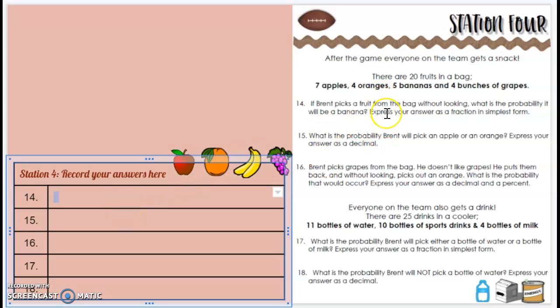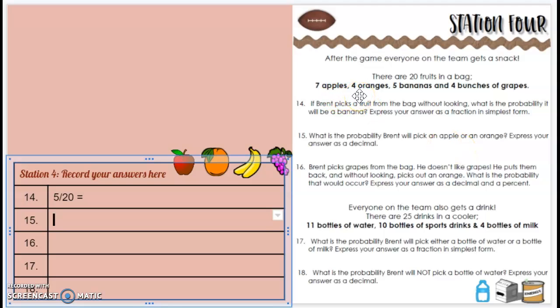So how many bananas? 5. 5 bananas out of a total of 20 fruits. You need to go ahead and reduce that to its lowest form in order to get the correct answer. 15, what is the probability Brent will pick an apple or an orange?